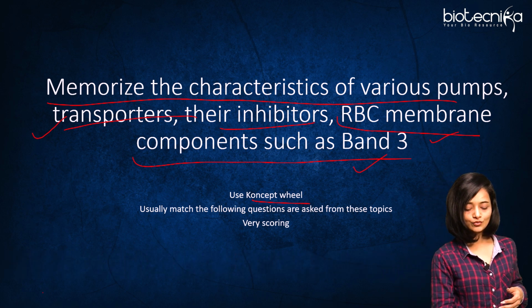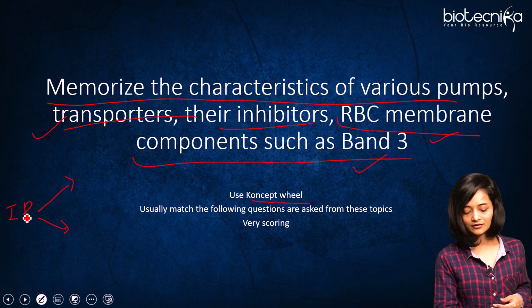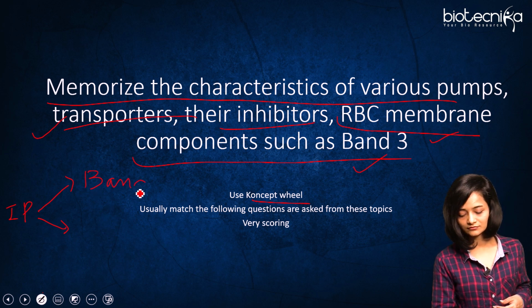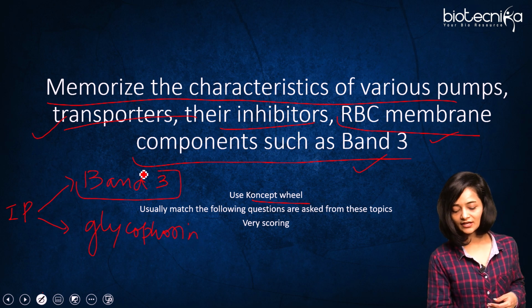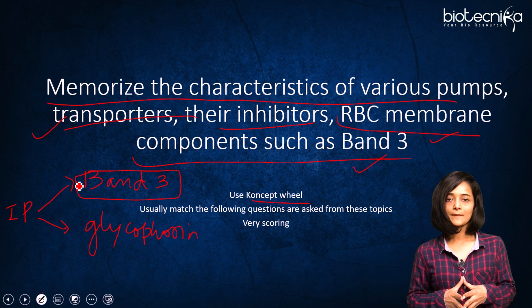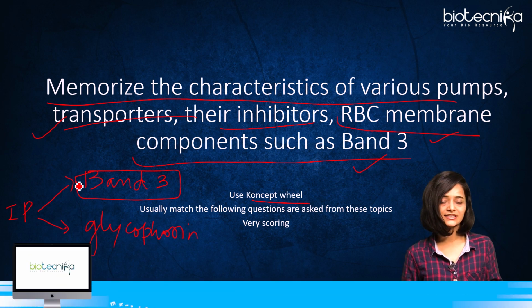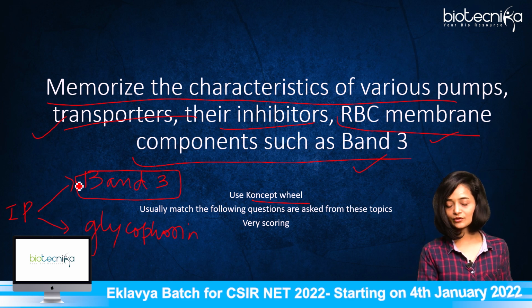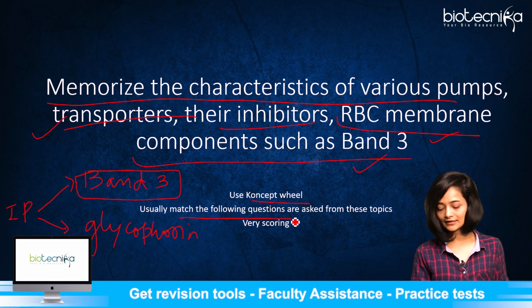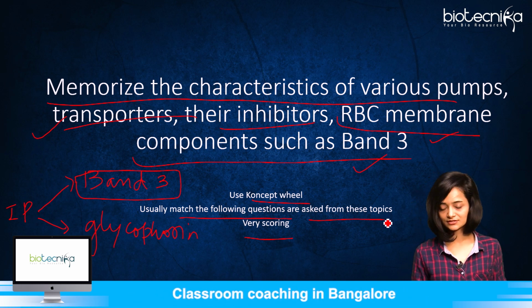In integral proteins, there are 2 types of proteins which are involved here. The first one is band 3 and the second one is glycophorin. The band 3 integral protein basically acts as an anion transporter. So you need to be thorough with these kinds of integral proteins involved. The questions from this topic majorly come in match the following type, and it is a very scoring type of question. So you shouldn't miss this topic.